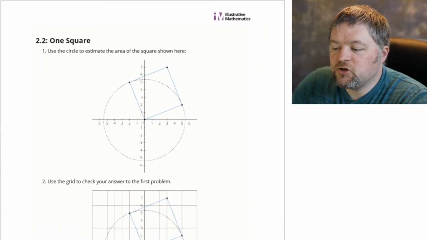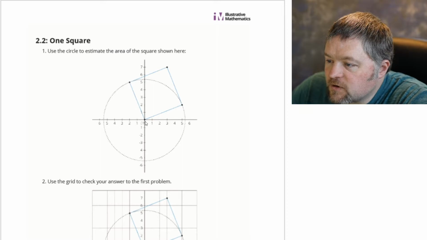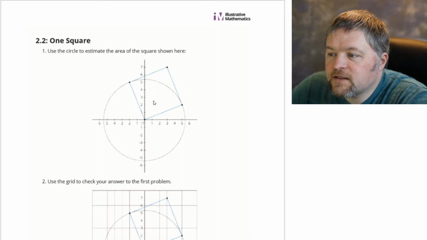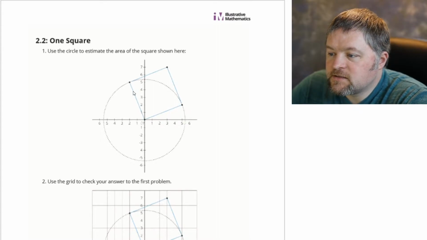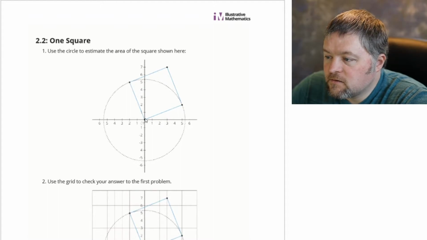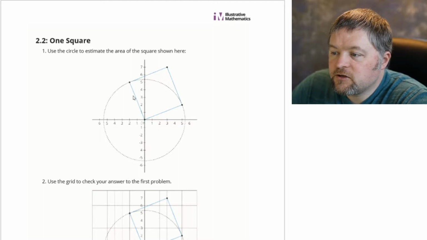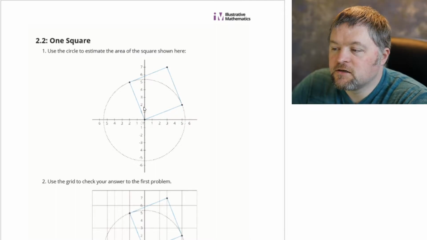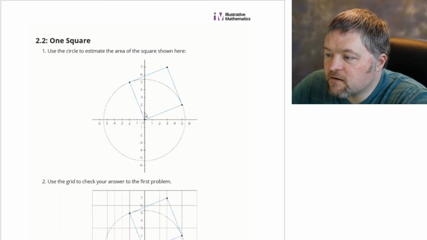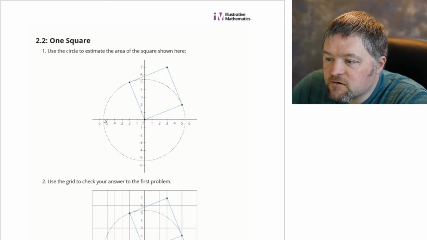Okay, this says use the circle to estimate the area of the square shown here. So we have a circle. How do we find the area of a square? It's the side length squared. Length times width. They're the same distance. You take the length of one side and you square it. How long is each side of this square? Well, the side lengths are also the radius of this circle. And what is the radius of this circle?